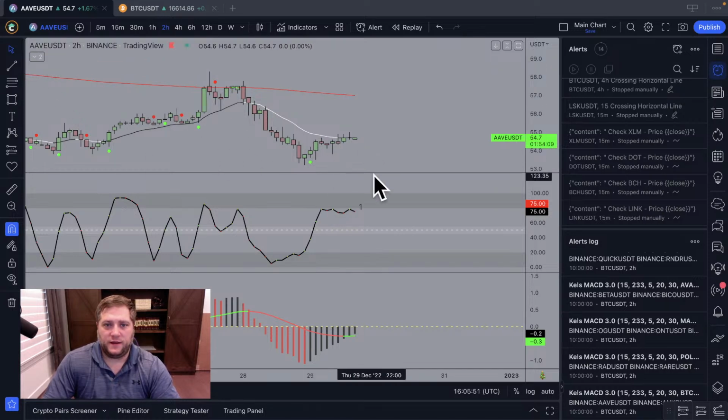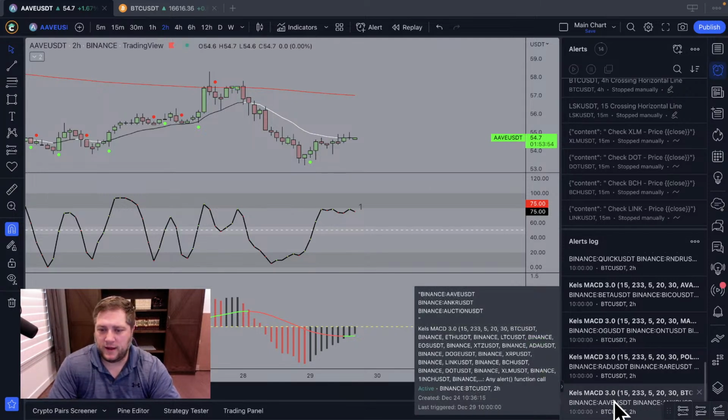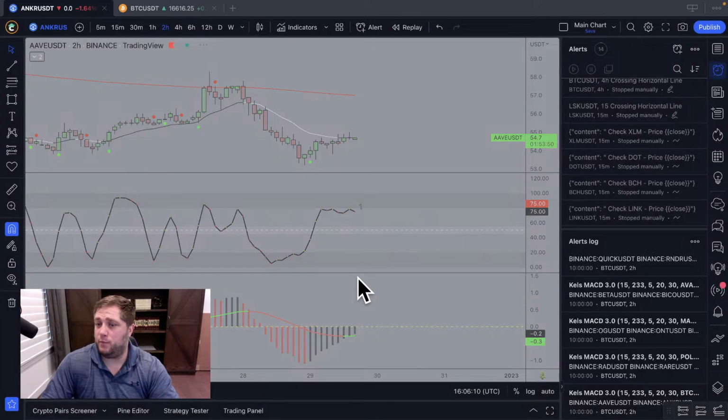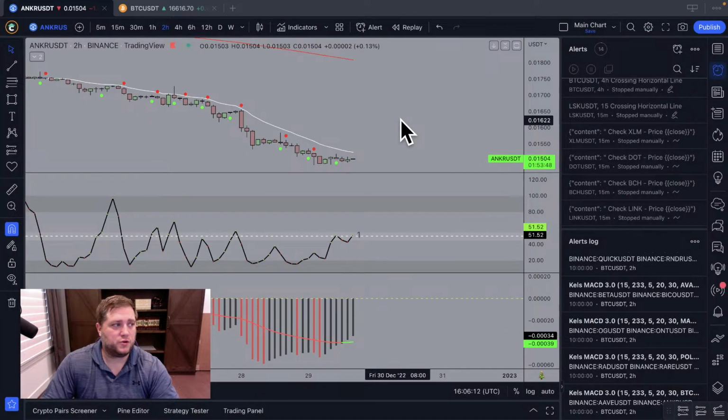Here's AAVE. Again, we have a bunch of dojis, long wicks on top, long wicks on bottom, very small body candlesticks. This means a battle's going on right now, so we want to wait for that breakout. You don't want to go in too prematurely. You want the breakout to happen, so you have a higher probability chance of being profitable on this trade. So that's what we want to happen.